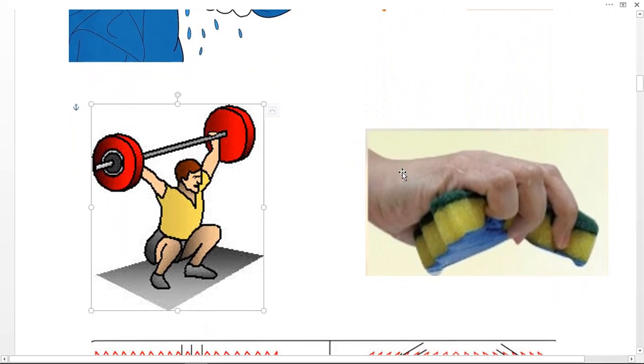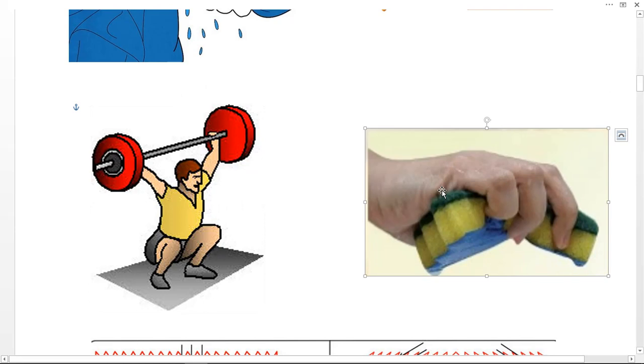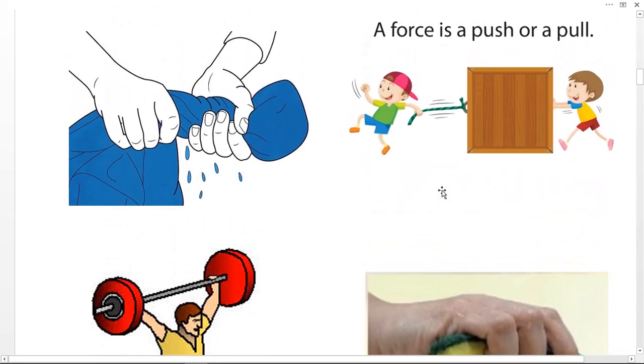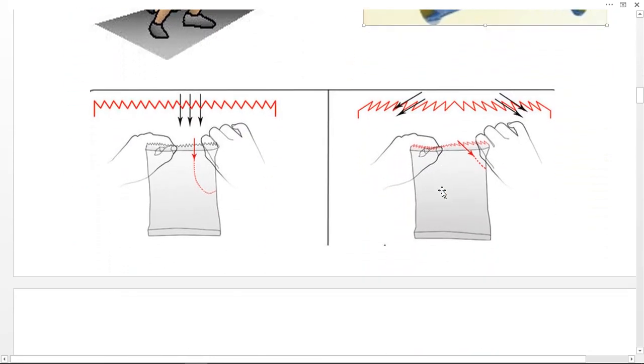For example, this person is trying to lift a heavy weight. It means he is also applying a force. In this diagram, they are squeezing a piece of foam. So they are also applying a force. So all these diagrams show examples of forces. Now let's move to this diagram.